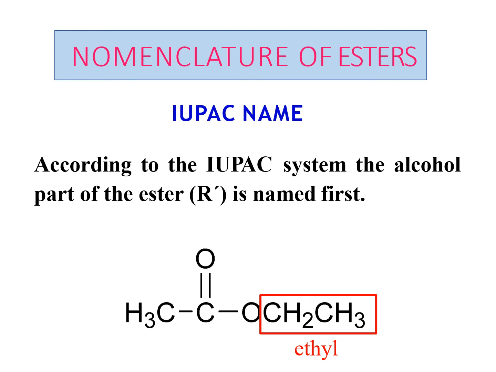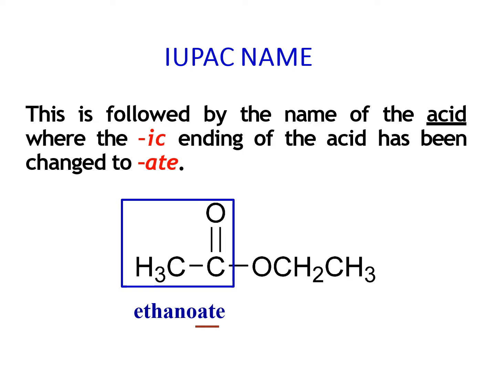First we go to the IUPAC name. According to the IUPAC system, the alcohol part of the ester, R prime. Which is the alcohol part? The one beside the oxygen. So we call it the alcohol part, and we name it first. For example, here we have two carbons, so the name for the 2 carbons will be ethyl. It acts like a substituent. So ethyl.